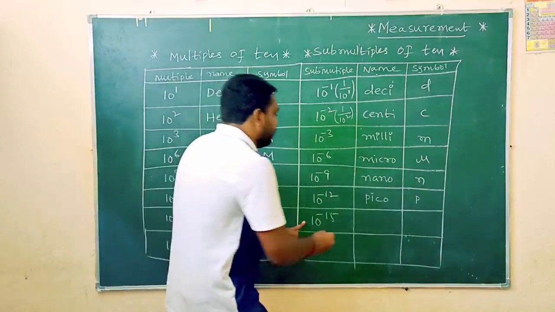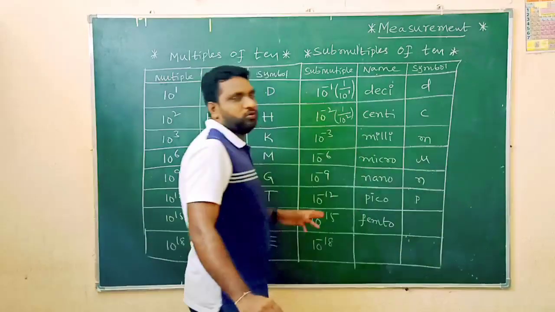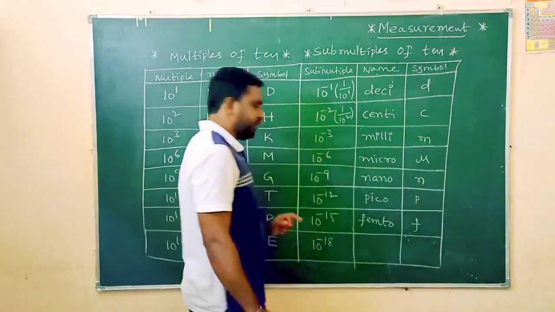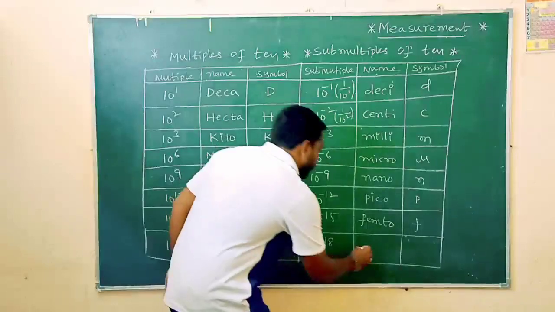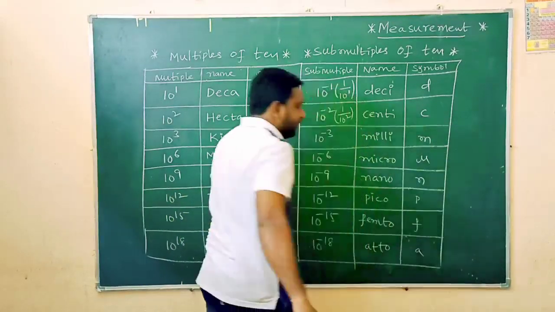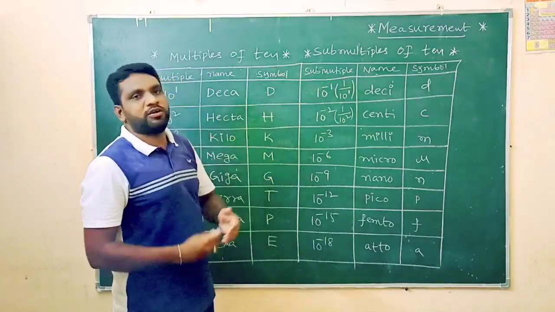10 to the power of minus 15 is known as femto, or it is also called Fermi. Both are the same here anyway. Here it is a small f. And the last one, 10 to the power of minus 18, is known as atto, A-double-T-O, denoted with a small a. So these are all the types of submultiples of 10.